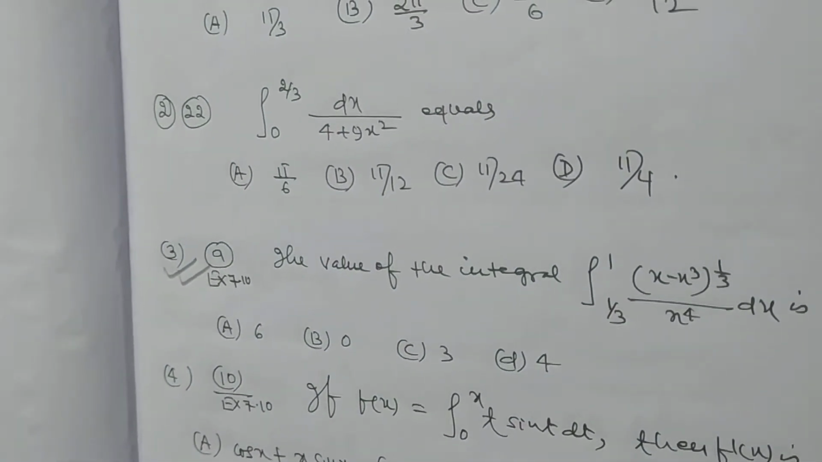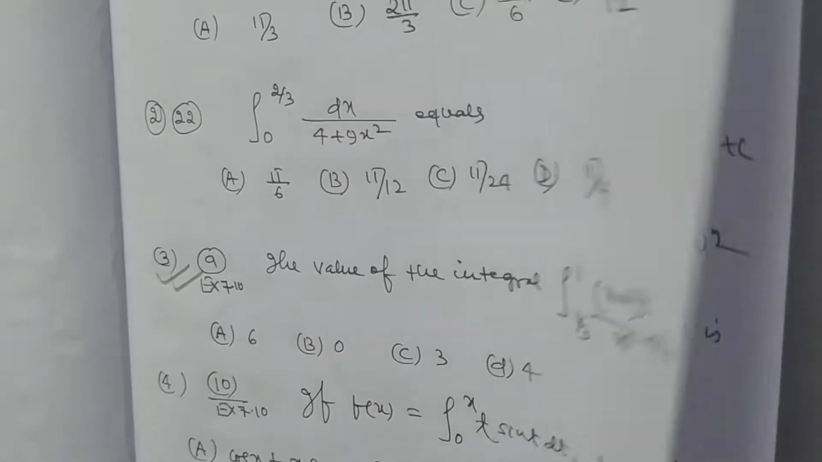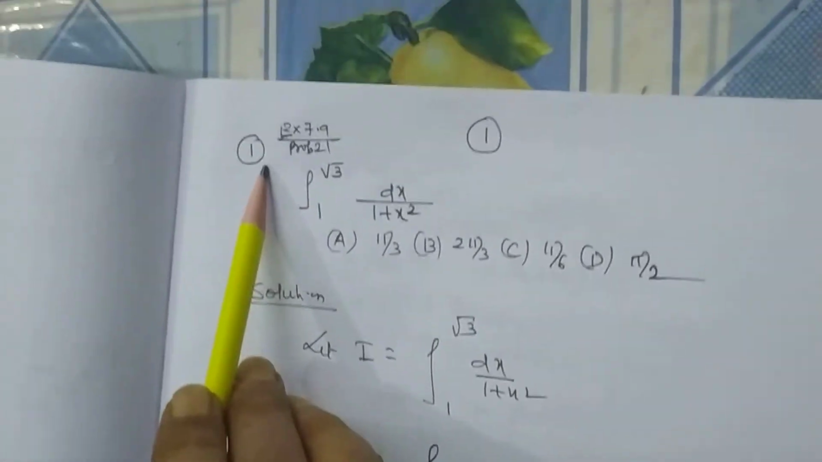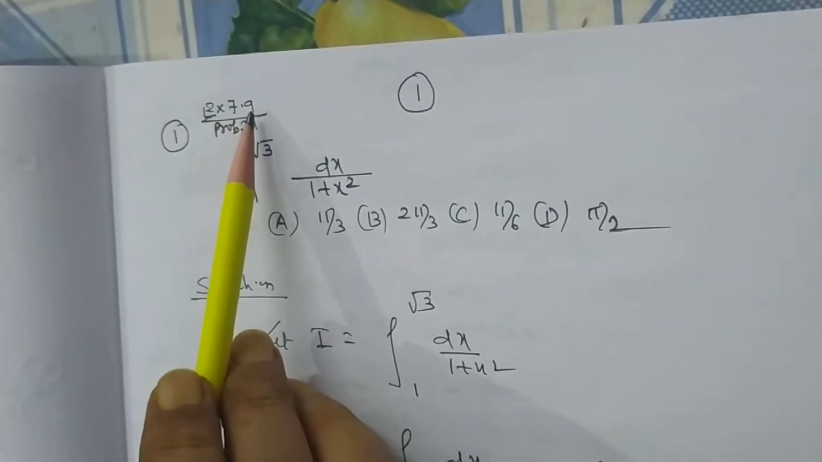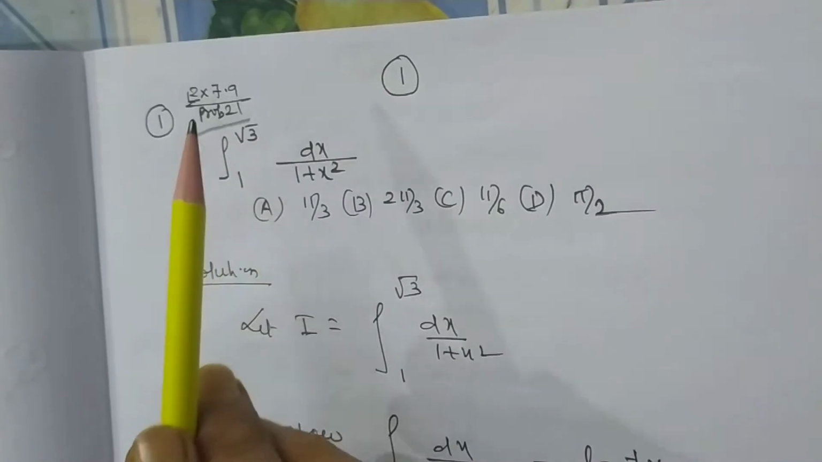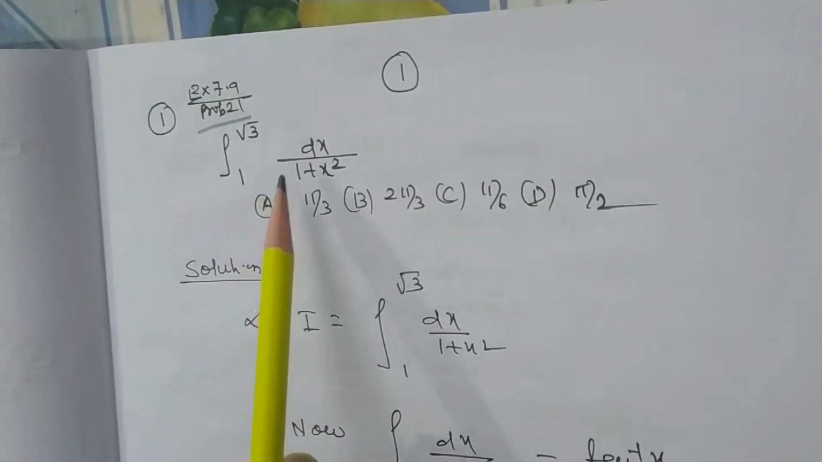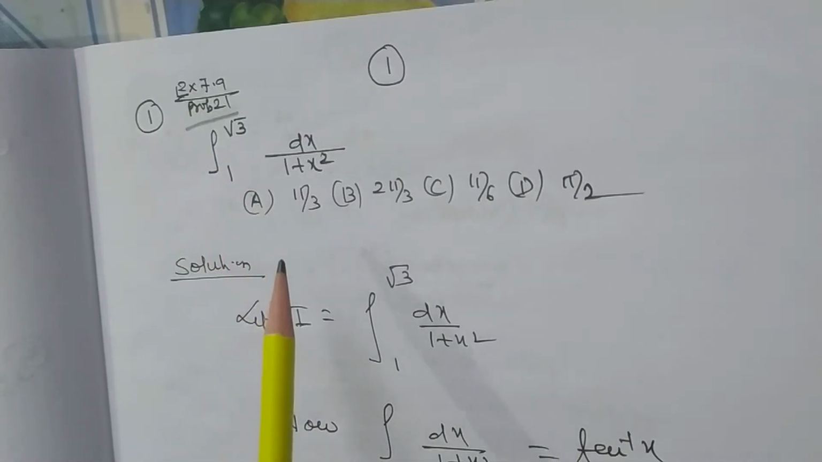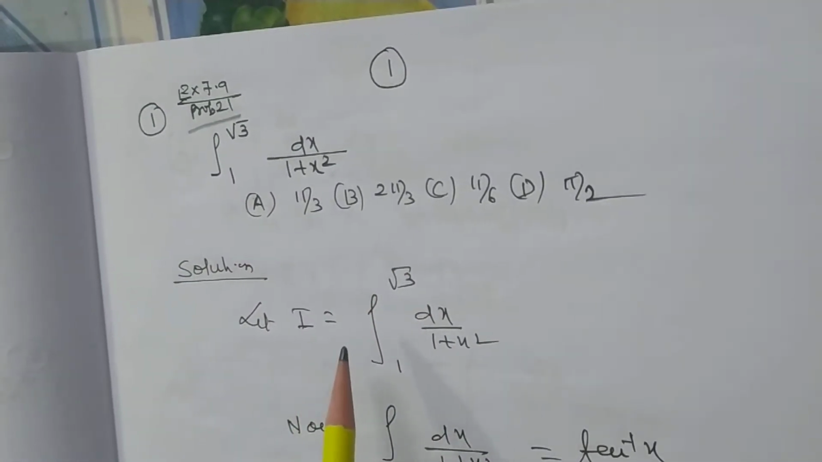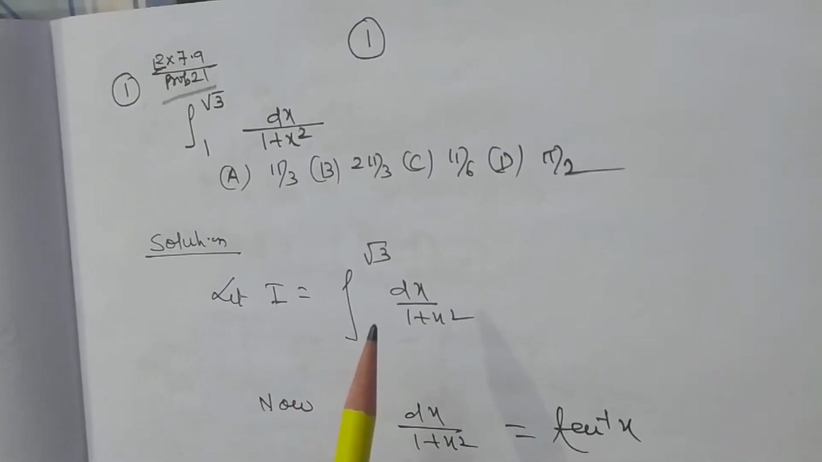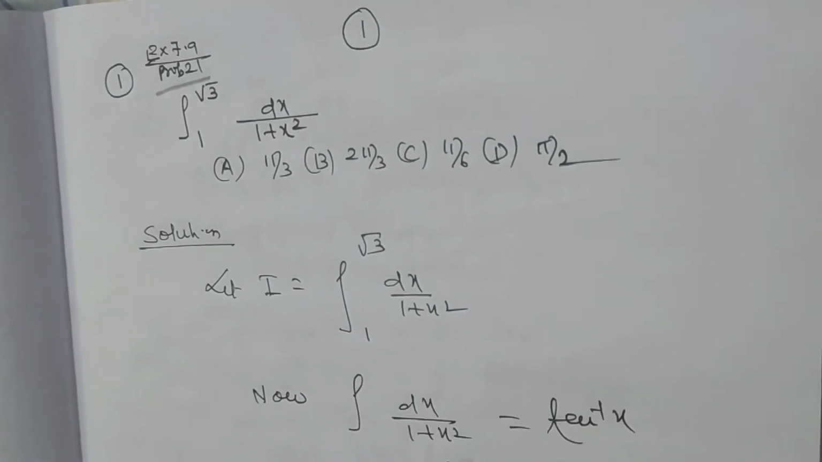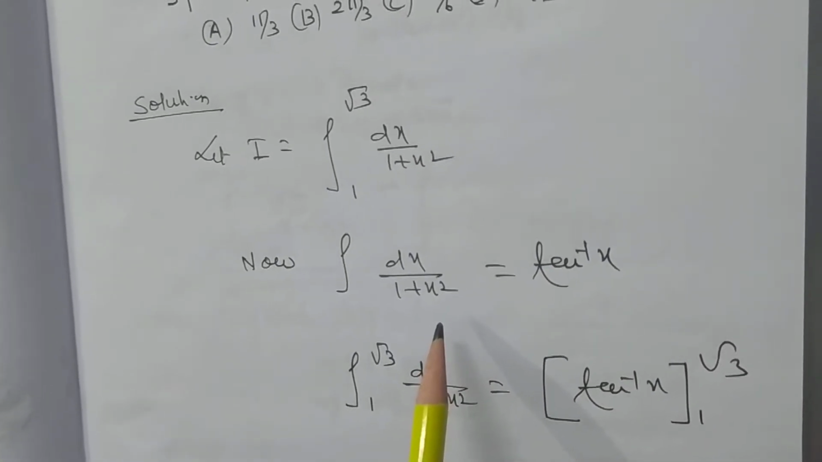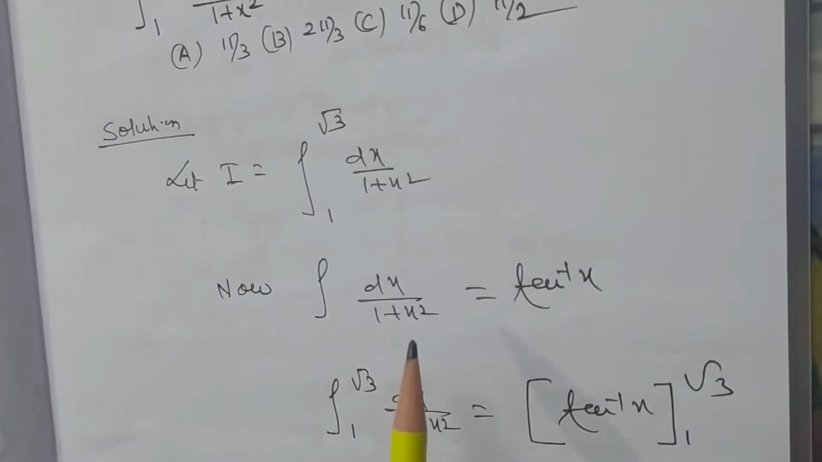My dear students, now I want to start the solution of the problems. This problem number 1 is from exercise 7.9, problem number 21. The problem is to integrate dx by 1 plus x square from 1 to root 3, and there are 4 options. My dear student, this integration is very easy. First you integrate it, and then you put the upper limit and lower limit.